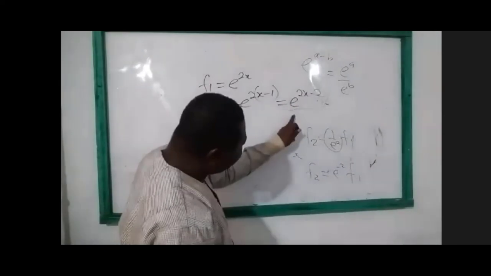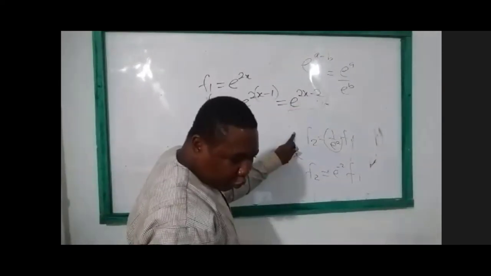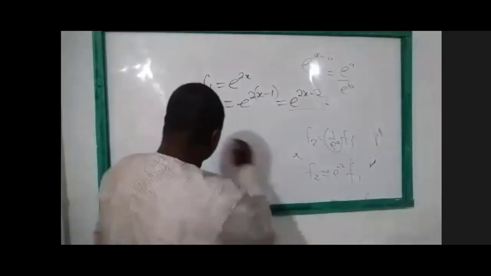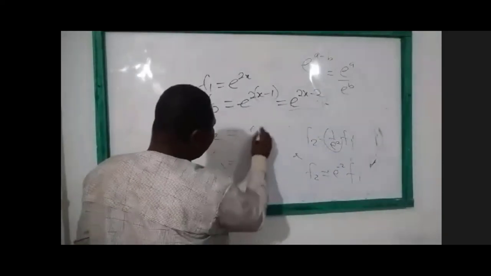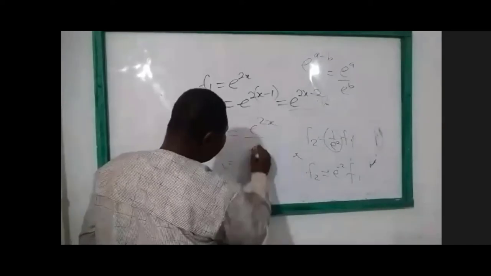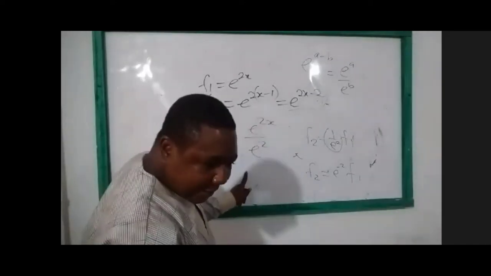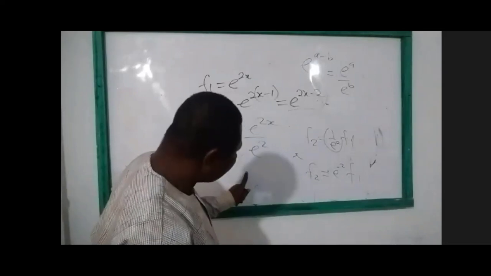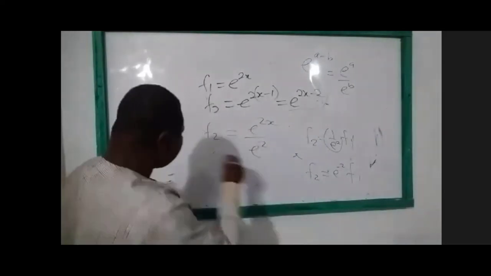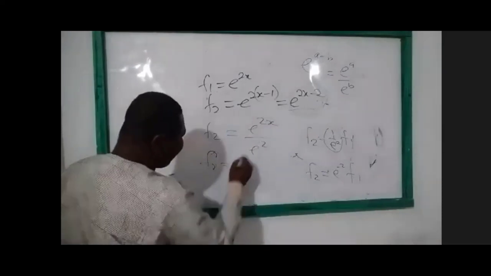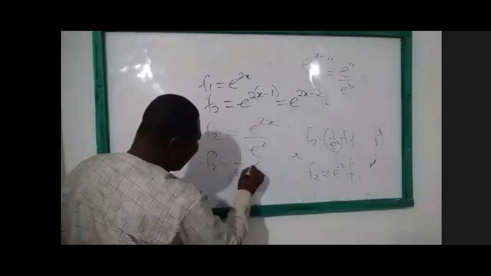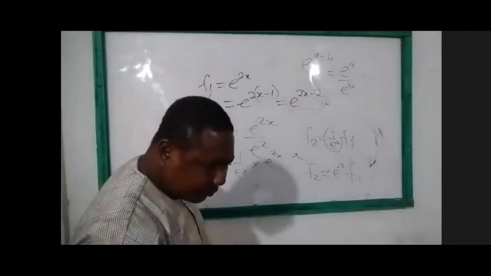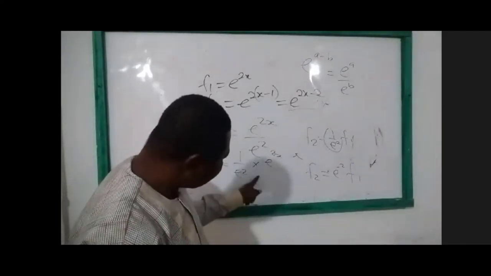Is the same as e raised to power 2x over e raised to power 2, or? Yes. f2 is equal to e raised to power 2x over e raised to power 2. Can you say that? Yeah, we can see. Good. So if you can say this, then it means that f2 is equal to 1 over e raised to power 2 times e raised to power 2x. Can you say that? So I can see that.